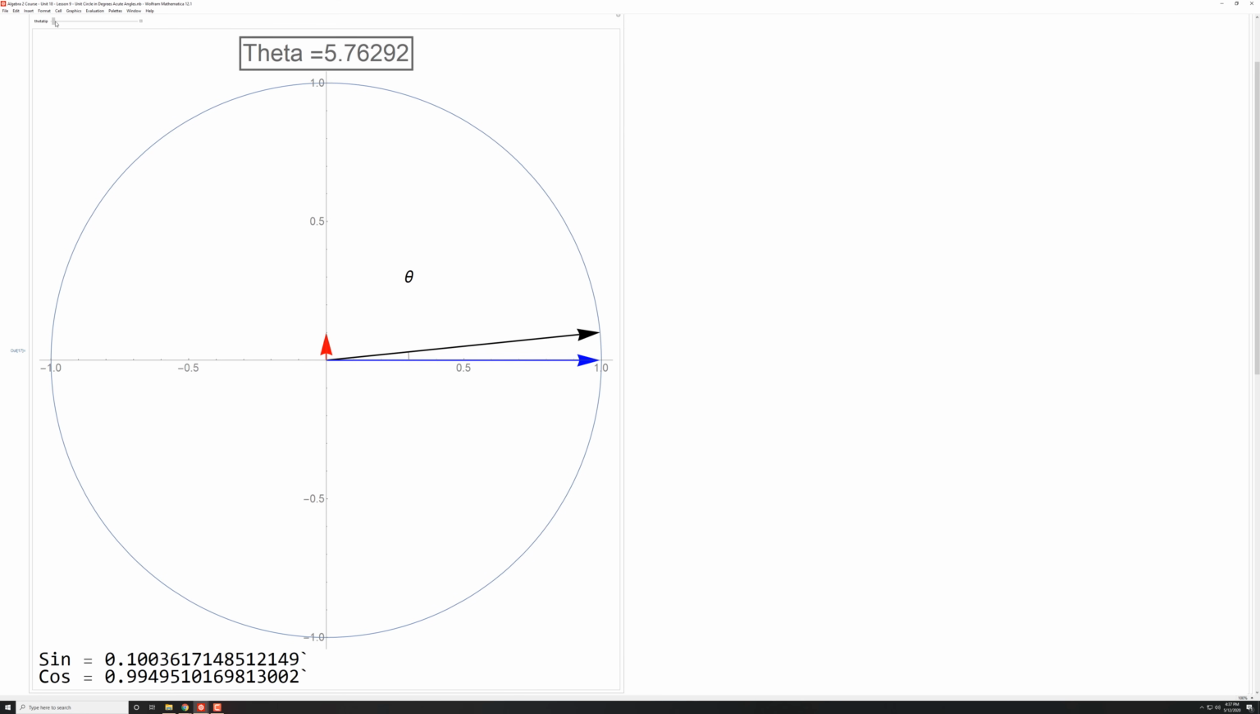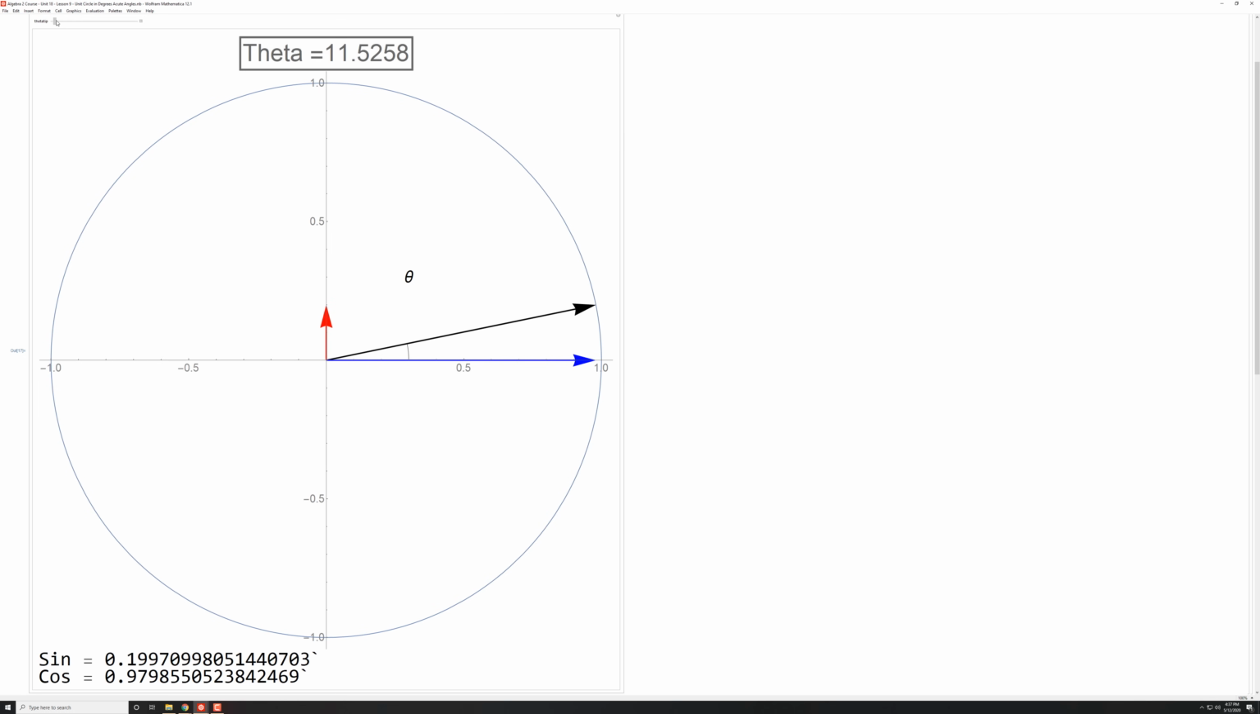But if I just give it a little bit of an angle, like a tiny little angle, like something like this, notice how the blue arrow is really, really big, and the sine, which is the red arrow, is really small. The cosine is very close to 1, and the sine is very close to 0 because the angle is so tiny, there is almost no projection on the y-axis, and almost all of the projection is on the x-axis.